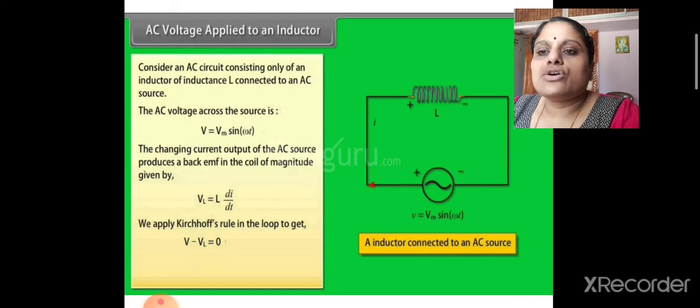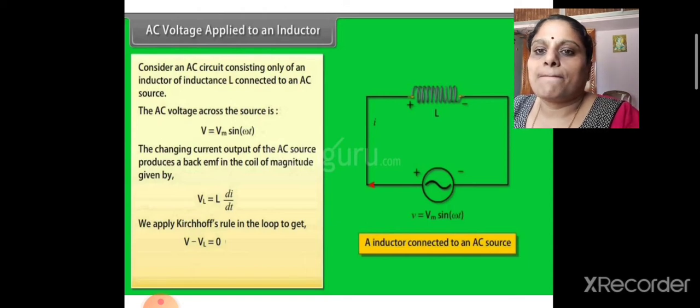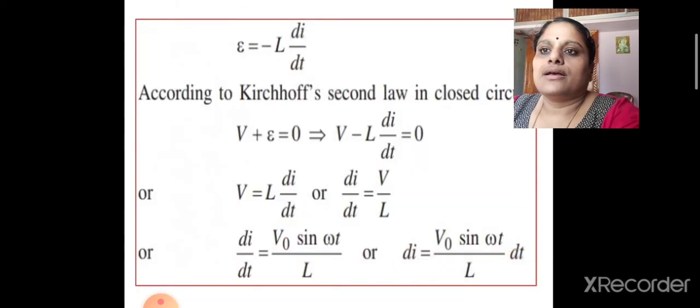Applying Kirchhoff's loop rule, the total sum of voltages across a closed loop must be equal to 0. That is, V minus VL must be equal to 0, or V minus L into di by dt is equal to 0. Or we can write V equals L into di by dt, or di by dt is equal to V by L.